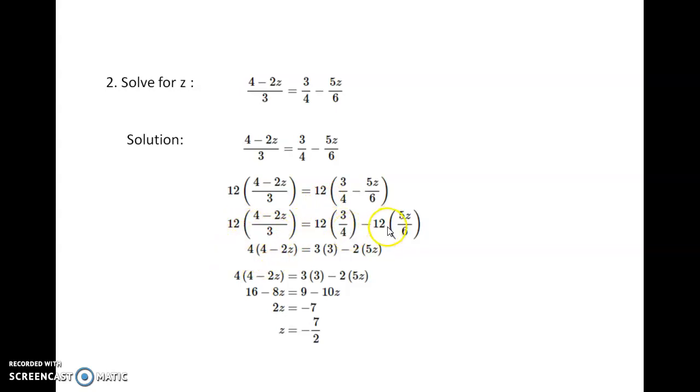Here also it will get cancelled. Here also it will get cancelled. And finally you will not have anything in the denominator. And you just solve for this and you will get z is equal to minus 7 by 2.